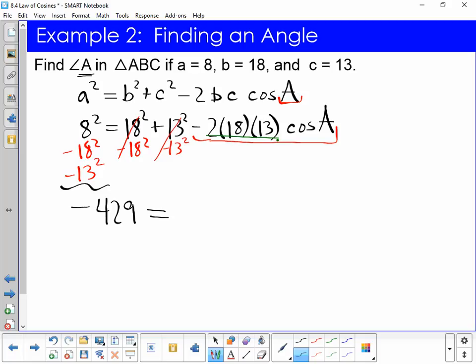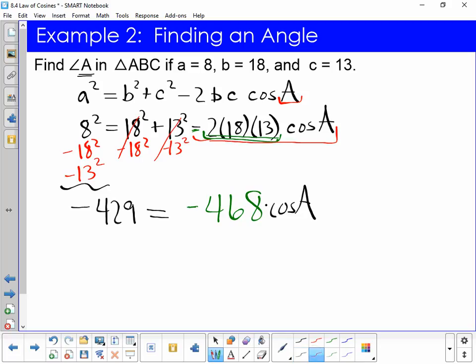And I will go ahead and figure out what the coefficient here is. Obviously, it's going to be negative because of that minus sign there. 2 times 18 times 13. It's negative 468 times the cosine of A. And again, we're trying to find angle A.